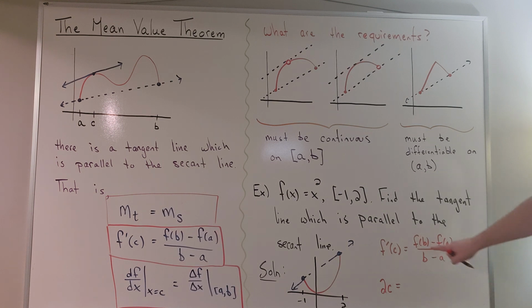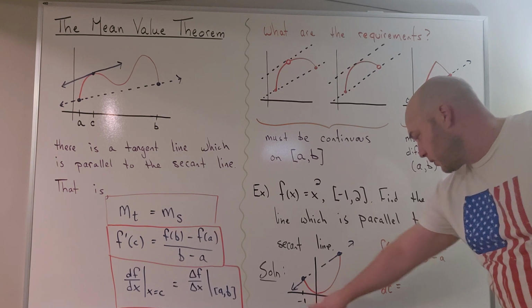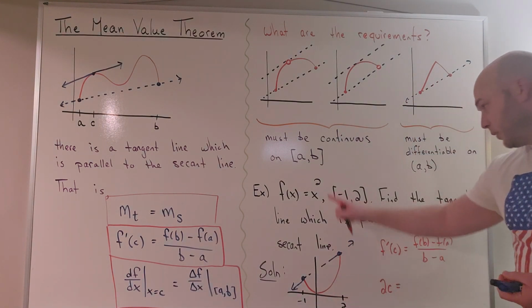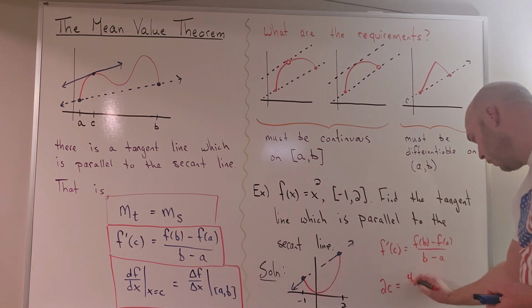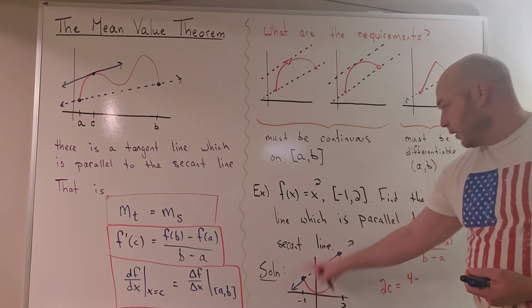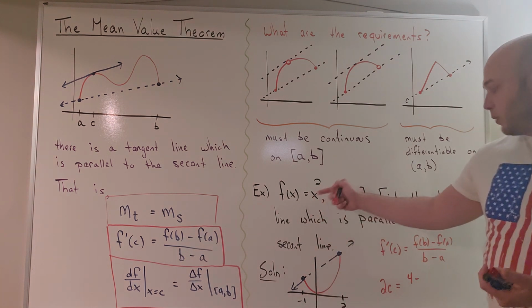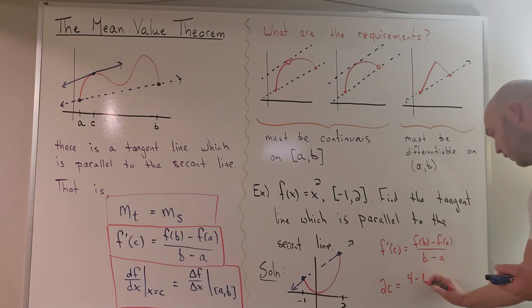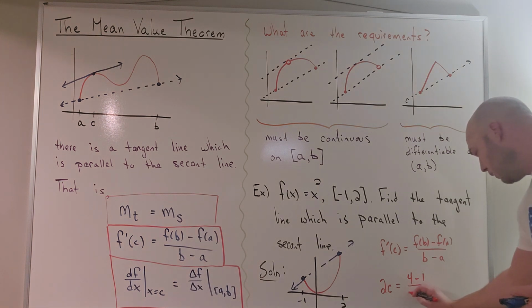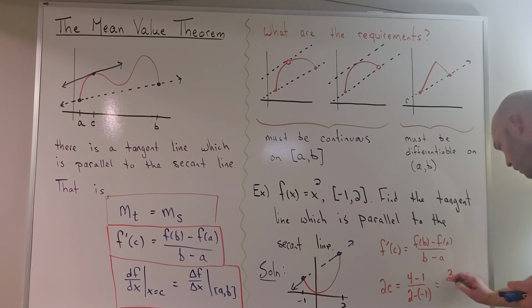On the other side, f of b minus f of a. Remember in this case a and b are -1 and 2. Therefore f of b would be the function value at 2, which would be 2 squared, which is 4, minus f of a means plug -1 in. -1 squared would be +1, so this would be 4 minus 1 over b minus a. That would be 2 minus -1, which would be 3 over 3, which of course is 1.